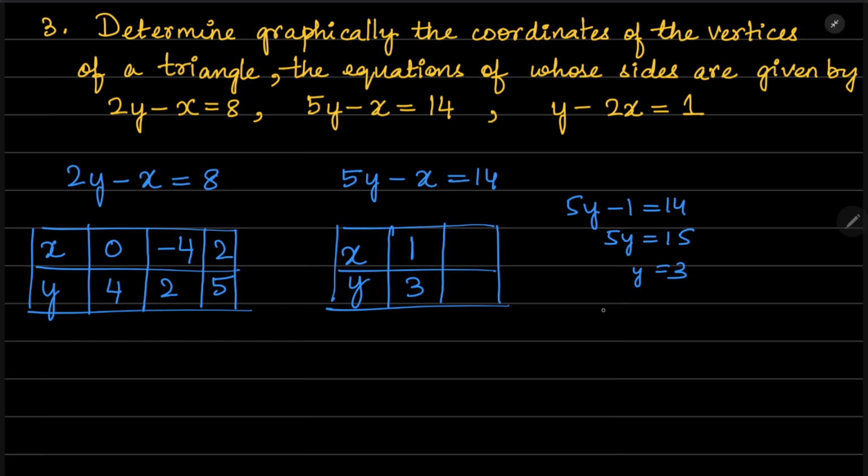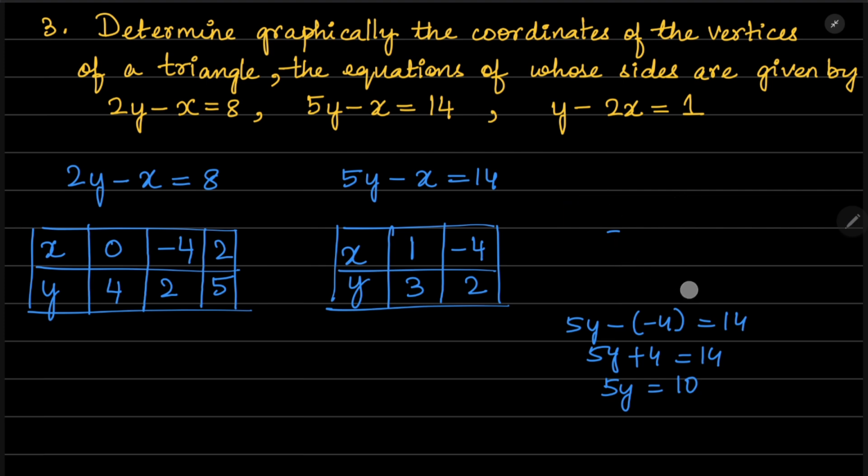And then if x is equal to minus 4, right? Minus of minus 4, so 5y plus 4 equal to 14. 5y equal to 14 minus 4, which is 10. y equal to 2. So if your x is minus 4, your y is going to be 2. So this is your second point.